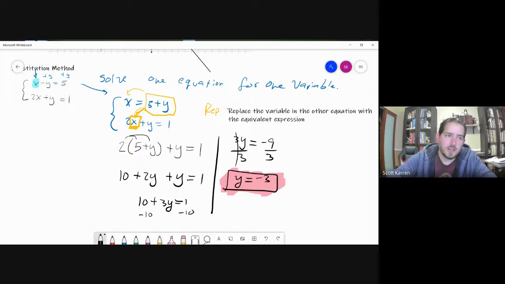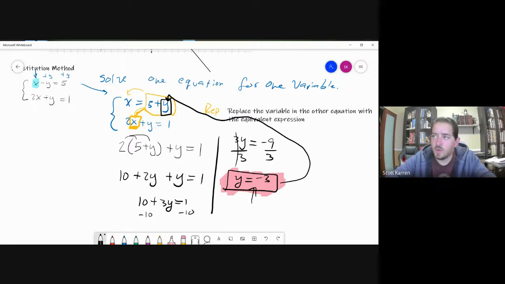For the other one, I already know y is equal to -3. So I'm going to take this all the way back up here to, typically, that equation where you solve for the other variable, because it's going to be very easy to just plug in y equals -3 into here and solve it. So if I do, this is now x equals 5 plus y, but y is -3. So 5 minus 3, and x is equal to 2.